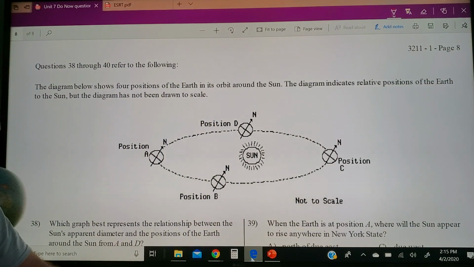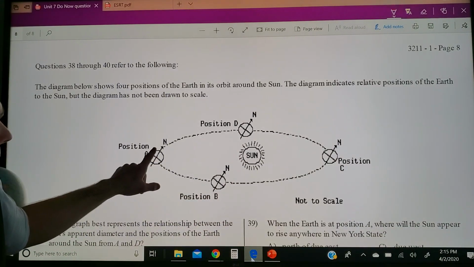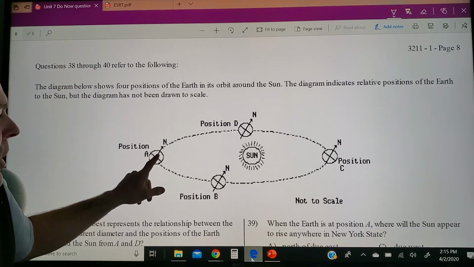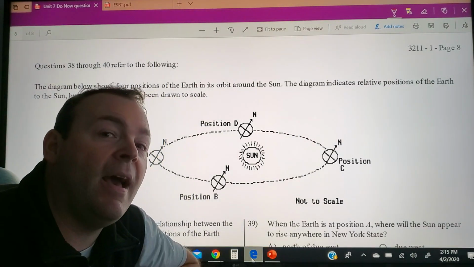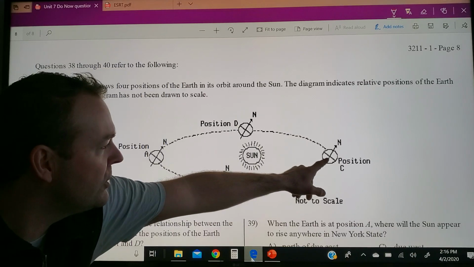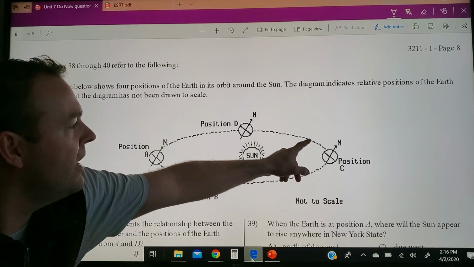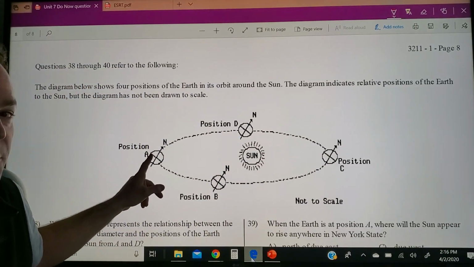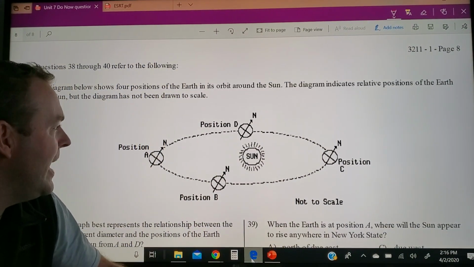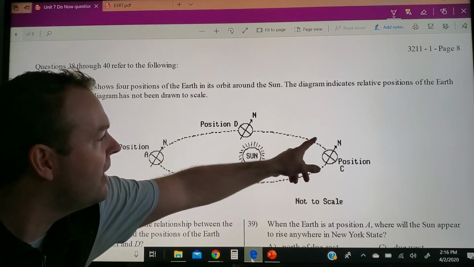For positions of the Earth around the Sun from A to D. Well, A to D is here. We're going to go counterclockwise. So A looks like it's furthest away. That would be that Greek word aphelion, right? So we're getting closer, closer, closer, closest, which means the Sun would look bigger, bigger, bigger, biggest. And now we're getting further, further, further, furthest, which means the Sun would look smaller, smaller, smaller, smallest. But it's asking from A to D, so the Sun would appear to get bigger and then smaller.